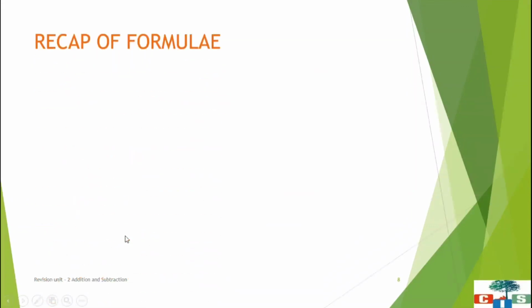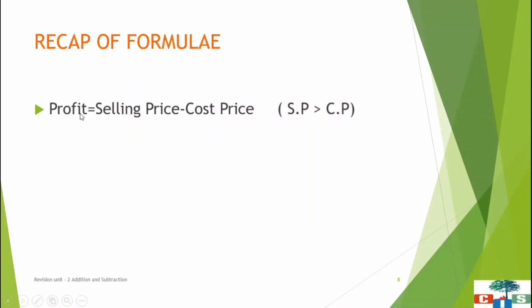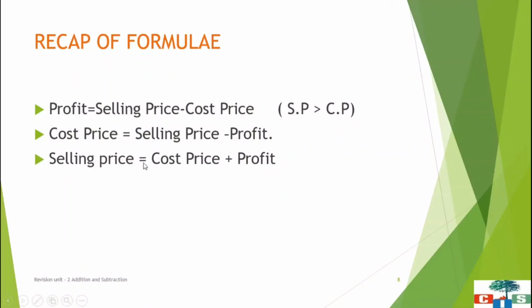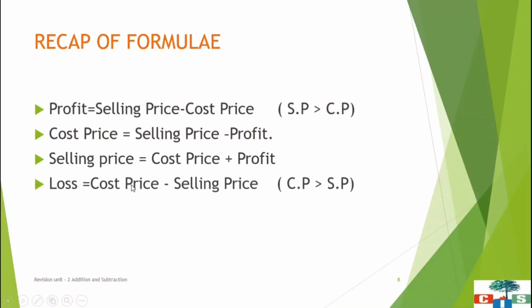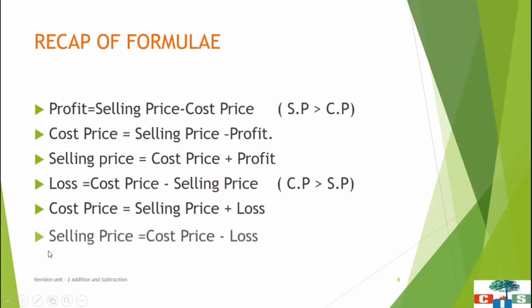Okay. Now we will recap all the formulas we learned in this unit. First is profit, which is equal to selling price minus cost price. Next, cost price is equal to selling price minus profit. Selling price is equal to cost price plus profit. Loss is equal to cost price minus selling price. Cost price is equal to selling price plus loss. Selling price is equal to cost price minus loss. Learn these formulas properly.